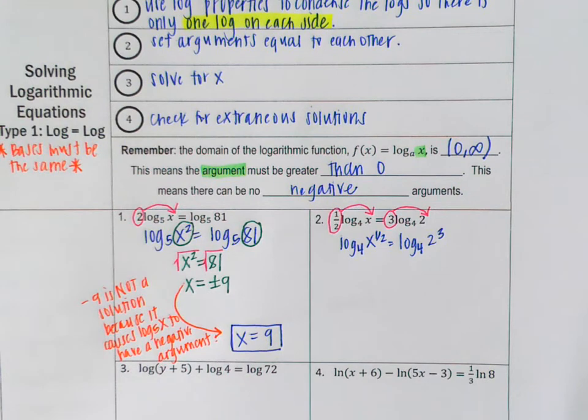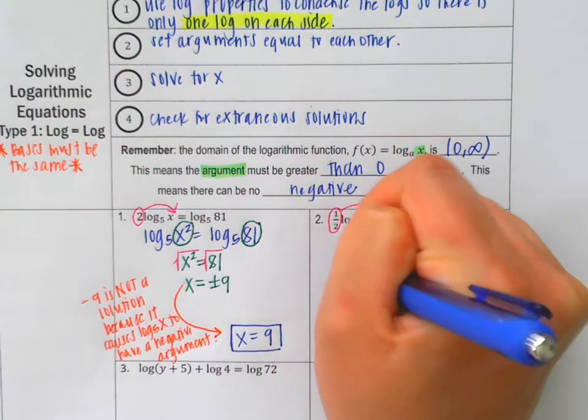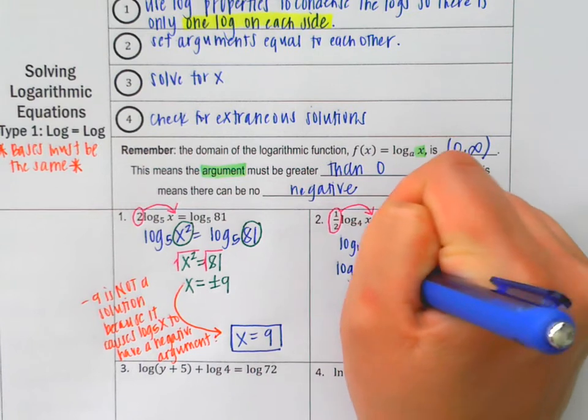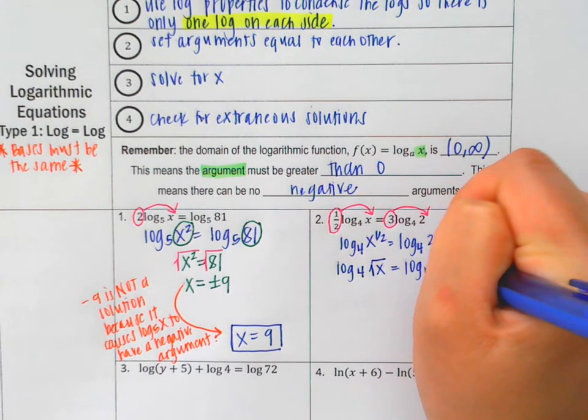Okay, so then remember 1/2, a rational exponent, is the same as a square root, right? 1/2 is a square root, 1/3 is a cube root, so on and so on. So I can rewrite that. Log base 4 of rad x, and then 2 to the 3rd power is just 8.